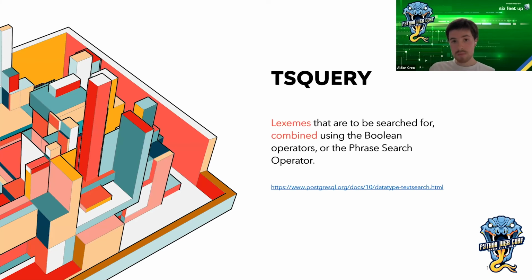The second big important thing in Postgres is the TS query. The TS query is just like a TS vector. We have lexemes, but on top of that, we add Boolean operators to join these lexemes. So for example, I can say beautiful and cheap. This TS query is going to match everything that contains both. This is how we're going to perform our searches in Postgres.